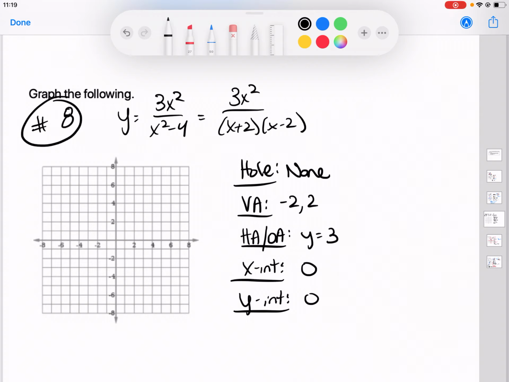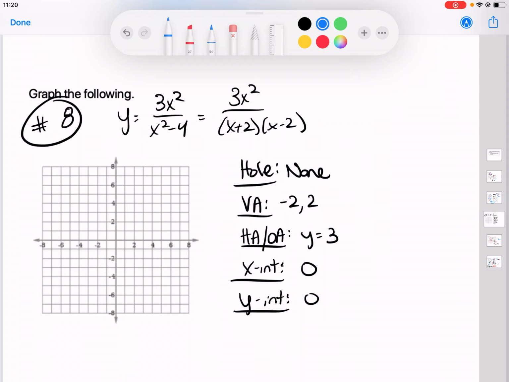I wanted to go ahead and do one more just from your homework. So number 8, just so you see one that looks kind of like this. I went ahead and already factored. I've already found the information. There's just a couple things I want to hit on really quick.